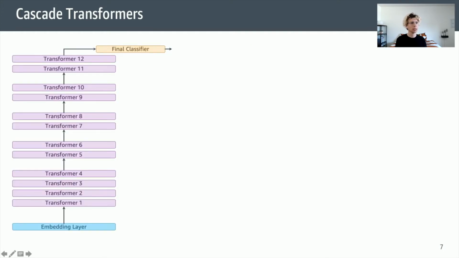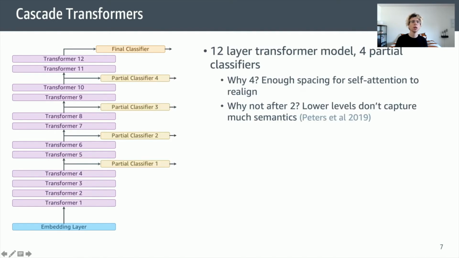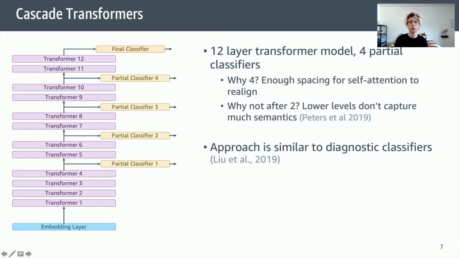In fact, we can use this technique to place many partial classifiers that can help us reduce the size of the batch as computation progresses through a transformer. In our experiment in particular, we use 4 partial classifiers, and we use only 4 so that there is enough spacing between them for the self-attention mechanism to realign. And we start using partial classifiers only after the 4th transformer layer, because we find in our experiments that lower layers do not capture as much semantic information as higher layers, so results in worse performance. And this has been confirmed in other works in the literature.